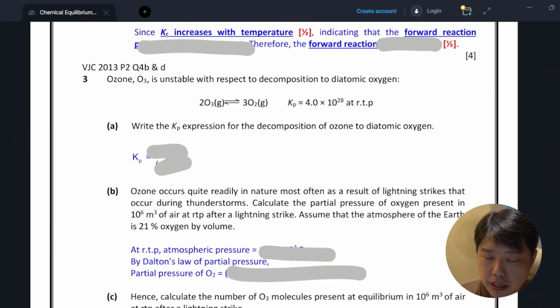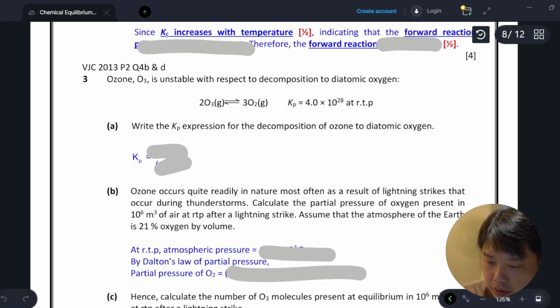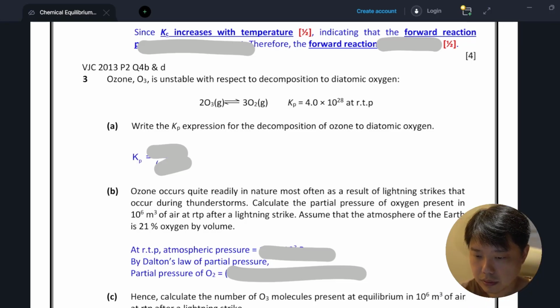Let's get started with today's topic. Alright everybody, today we're going to go through the question from BJC, 10 years ago. Ozone, O3, is unstable with respect to decomposition to diatomic oxygen. So what are we given? We are given the Kp at RTP.